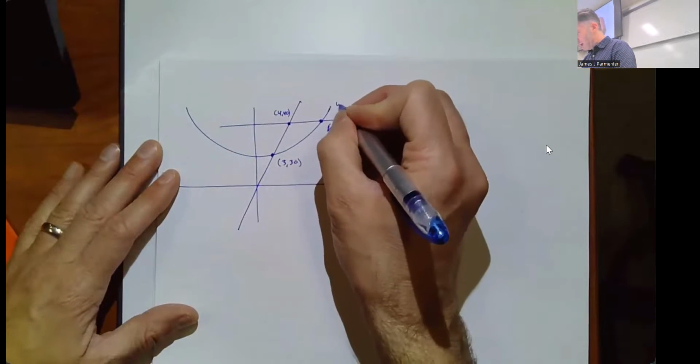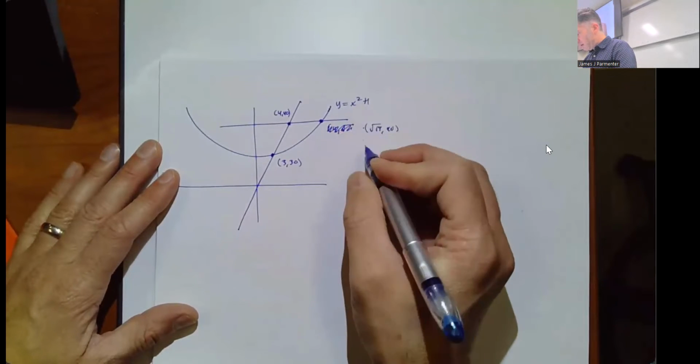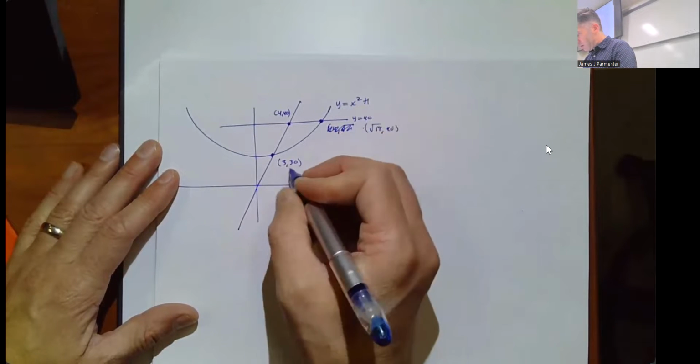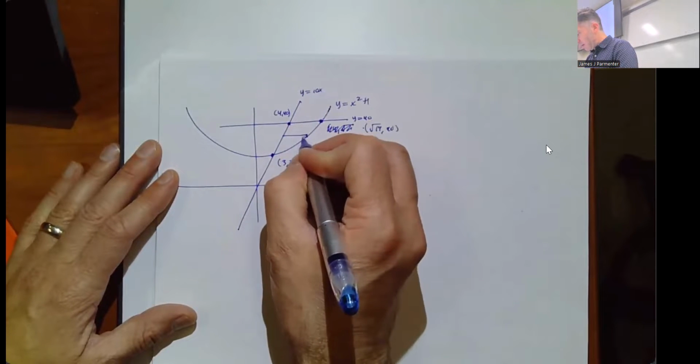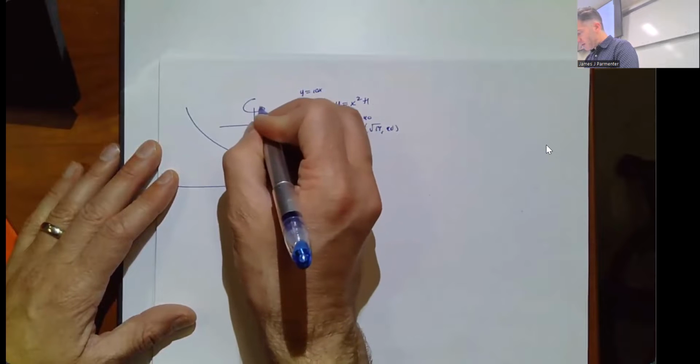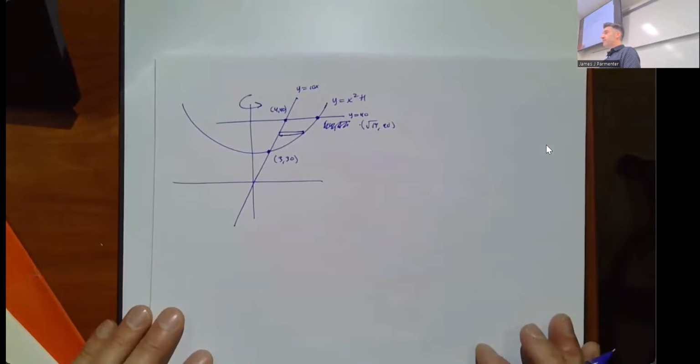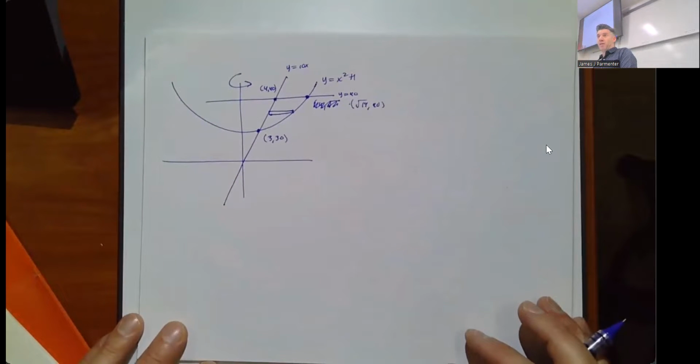And this was the function y equals x squared plus 1. This was y equals 40. This was y equals 10x. But now let's say we want to find the volume of the thing rotated around the y-axis. Not nearly as bad to set up.